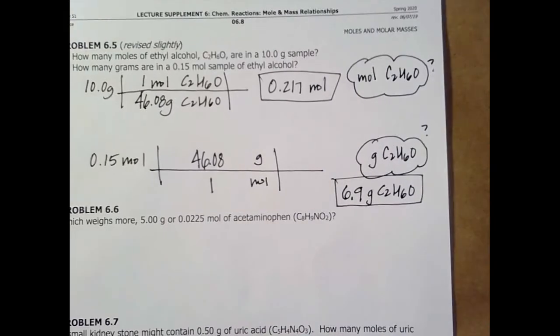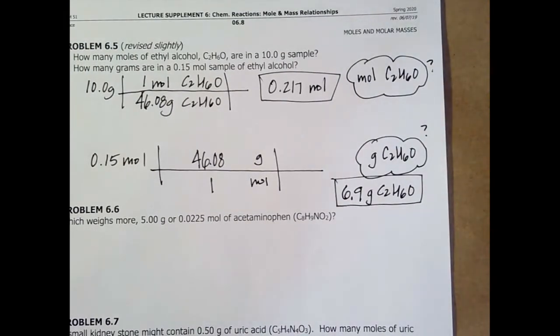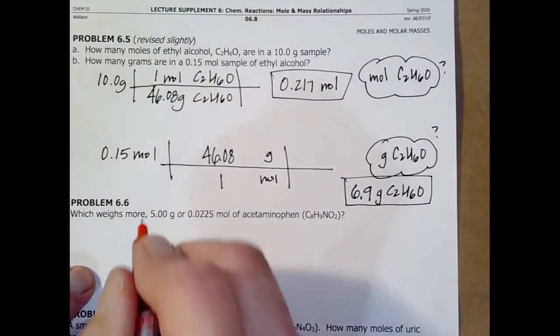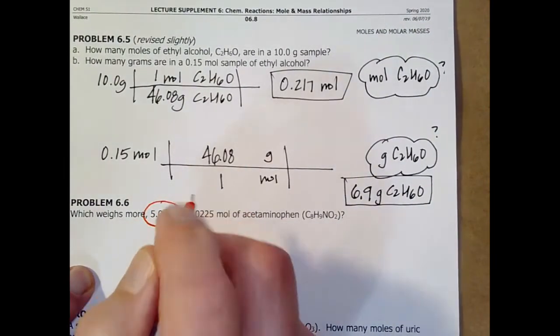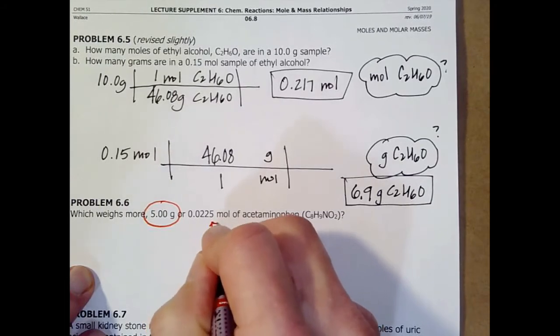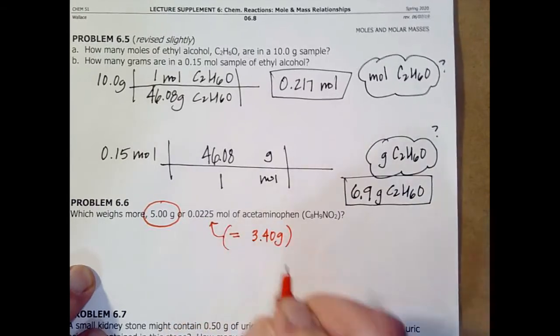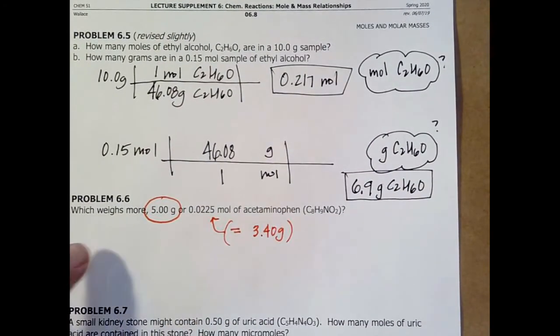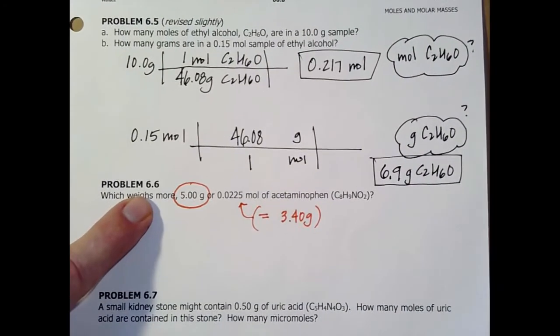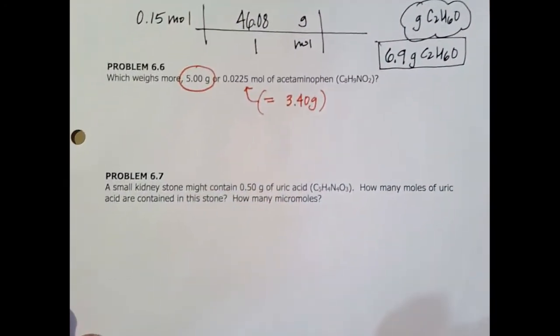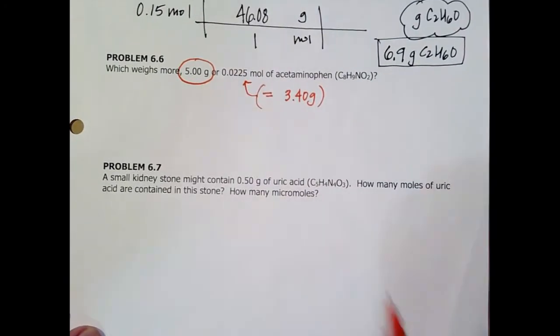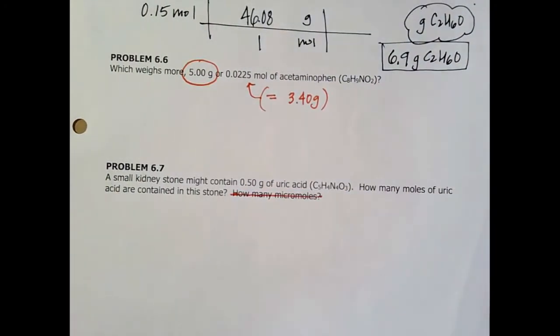This one's messy. I'm going to give you the answer and let you work backwards. It turns out that weighs more, and it turns out that many moles is 3.40 grams. I'm going to let you work that out. It's probably the same exact problem in your book, 6.6. Small kidney stone. Same thing. Let's skip this micromoles since we're in this crazy situation this semester. The answer to that is in the back of your book. I'm going to leave that up to you to figure that out.